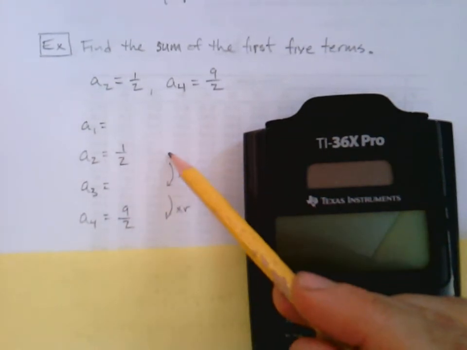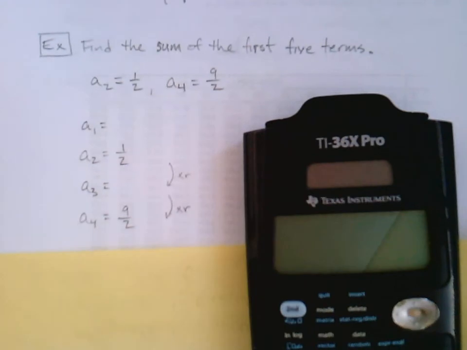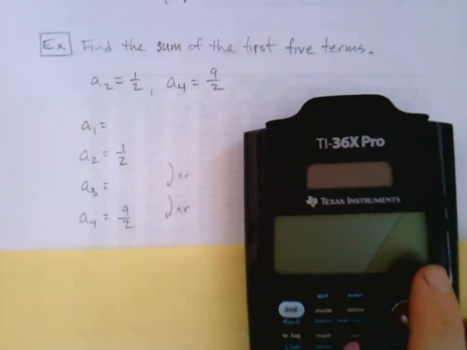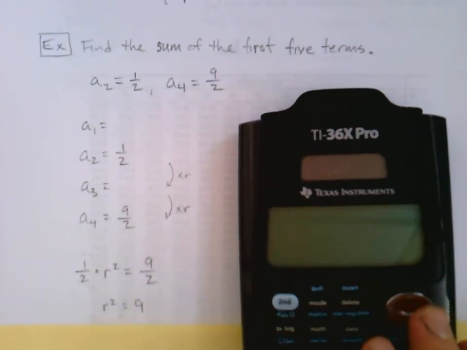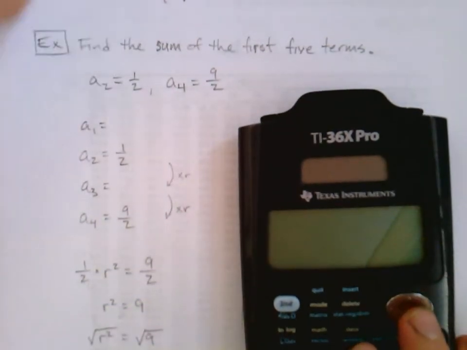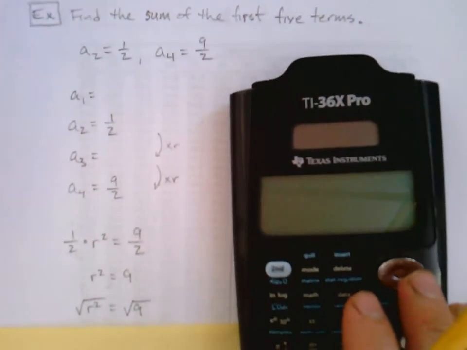So there are 2 leaps from A2 to A4. I multiply by R twice to get from 1/2 to 9 over 2. So let me set up an equation. If I begin with 1/2, multiply by R twice, R squared, I end at 9 over 2. And let me go ahead and solve this quickly, and you might be able to see what it is already.